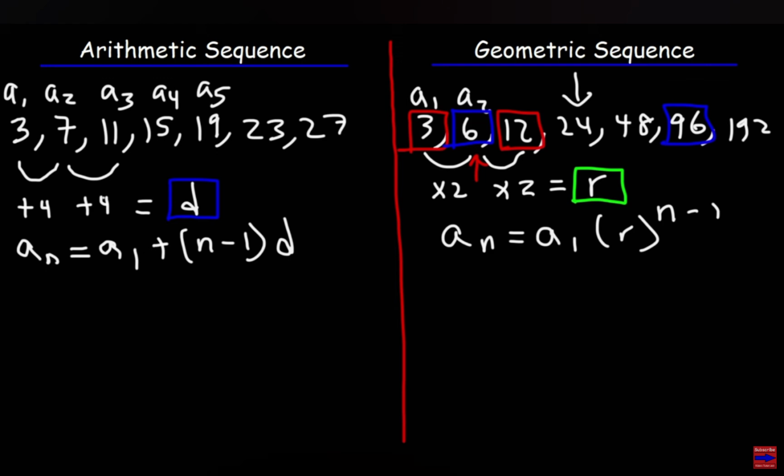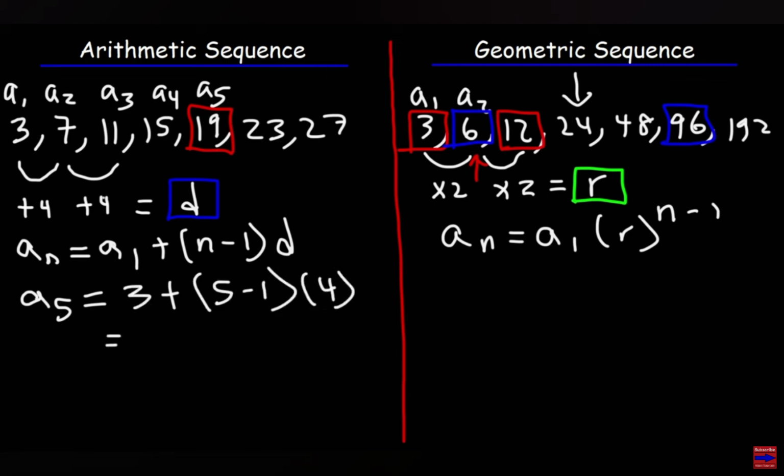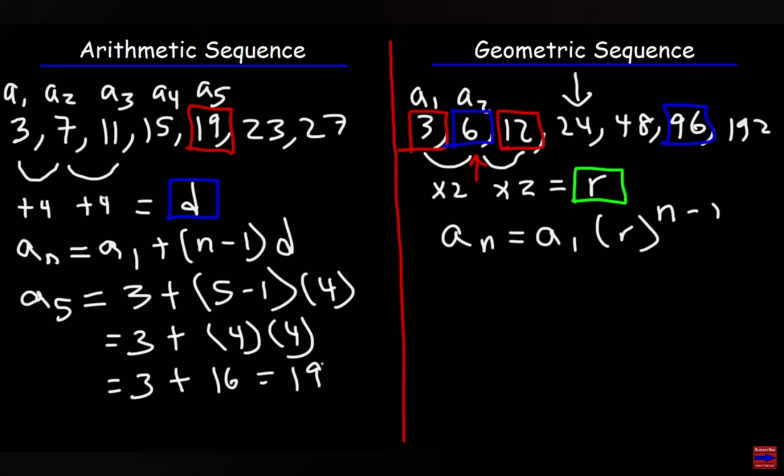Now, let's use that equation to get the fifth term in the arithmetic sequence. So that's going to be a sub 5. A sub 1 is the first term, which is 3. n is 5, since we're looking for the fifth term. The common difference is 4 in this problem. 5 minus 1 is 4. 4 times 4 is 16. 3 plus 16 is 19.